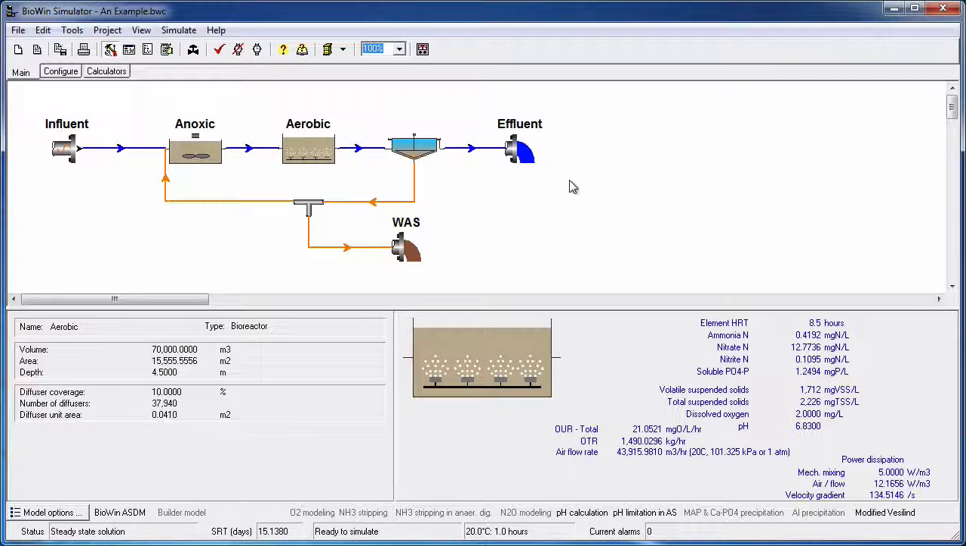In this tutorial, you will learn about viewing other data outputs for capturing and understanding your simulation results. These data outputs include the mass balance window, the rates window, and the stoichiometry window.